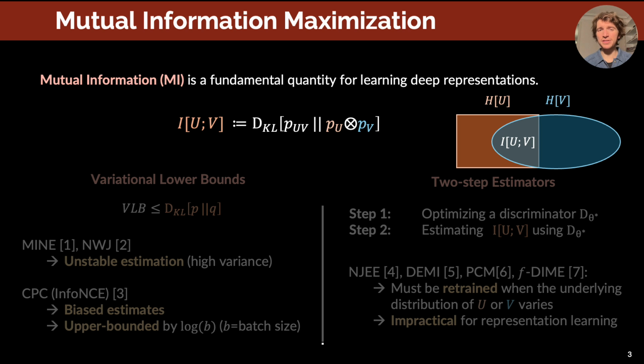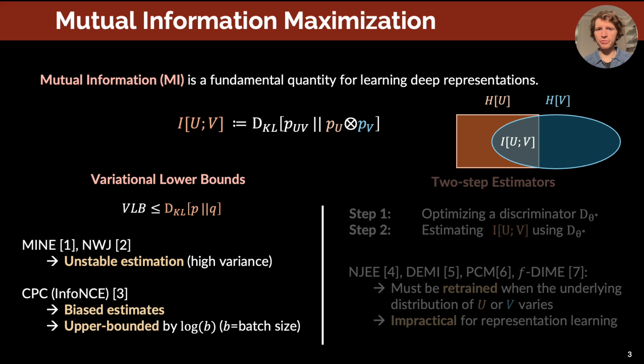Since mutual information is intractable in most real-world scenarios, several strategies have been proposed. The first family of methods relies on variational lower bounds. However, these approaches often suffer from instability, bias, and underperform in high mutual information regimes.